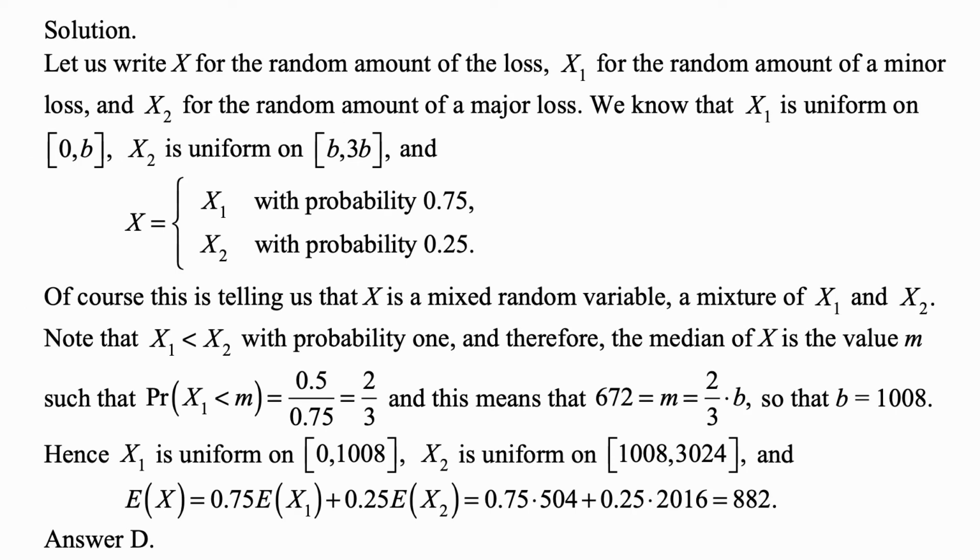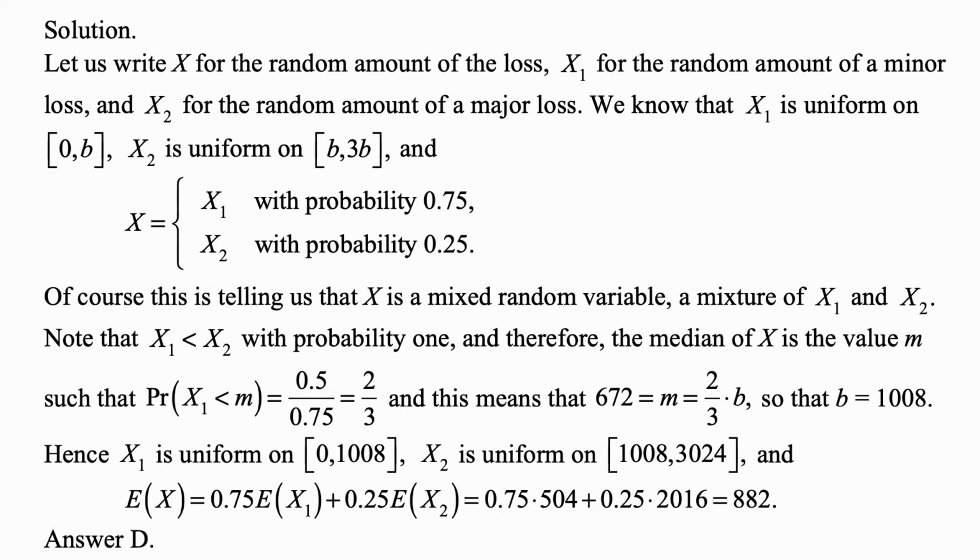And here's a solution. Let us write X for the random amount of the loss, X1 for the random amount of a minor loss, and X2 for the random amount of a major loss. We know that X1 is uniform on 0 to B, X2 is uniform on B to 3B, and X is equal to X1 with probability 0.75 and X2 with probability 0.25. Of course, this is telling us that X is a mixed random variable, a mixture of X1 and X2.